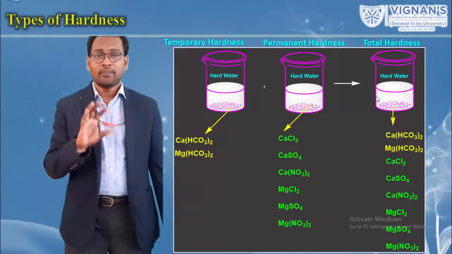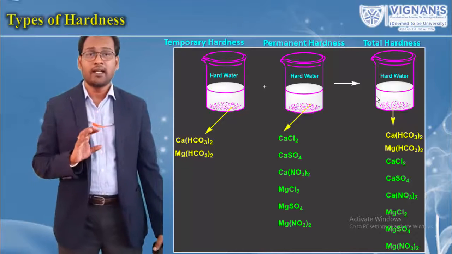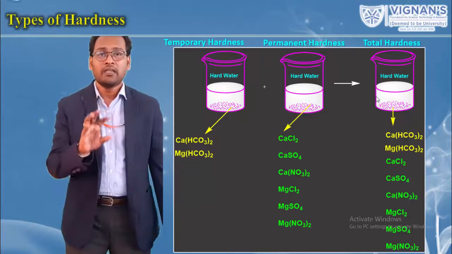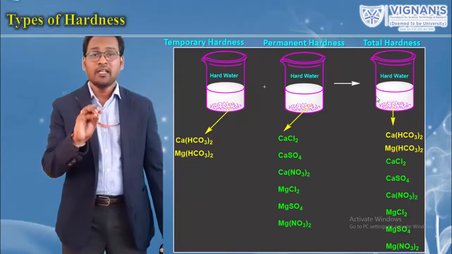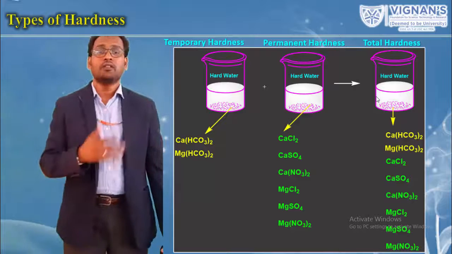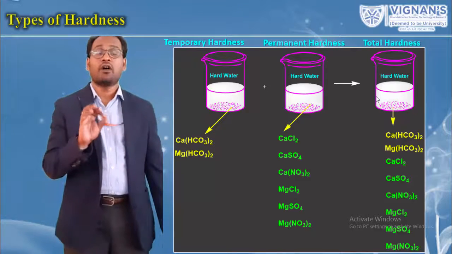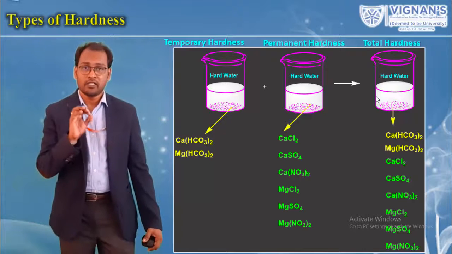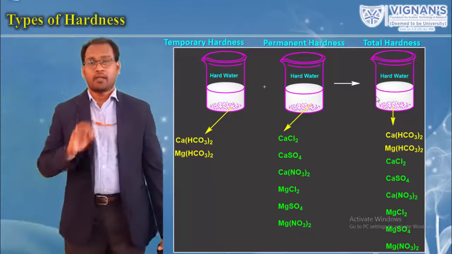Right? So temporary hardness is nothing but salts which can give you a hardness which can be easily removed when you treat it with some chemicals or by some process. So this is called temporary hardness. The hardness which can be easily removed by a simple process is called temporary hardness.